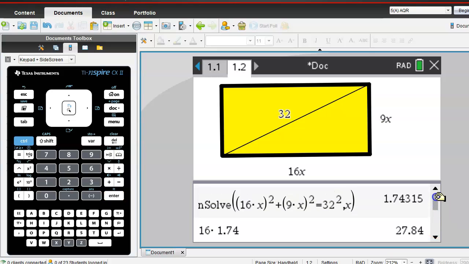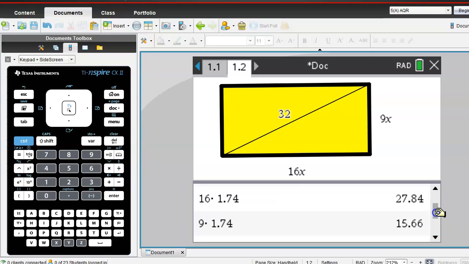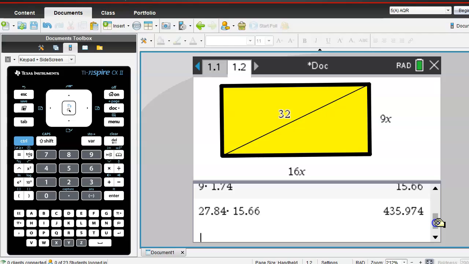And so here are the dimensions. My height is 15.6, almost 16 inches. My width is almost 28 inches, and my area is 435, really 436 cubic inches. And that is what we want to know about our TV.